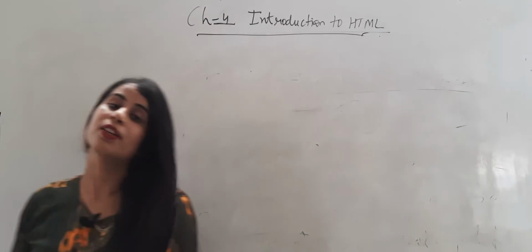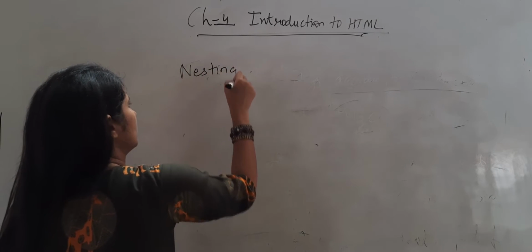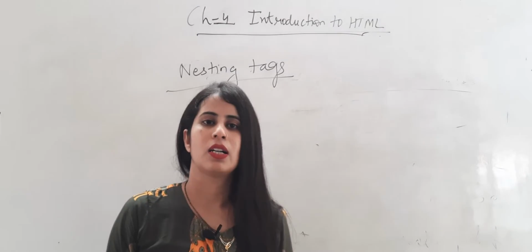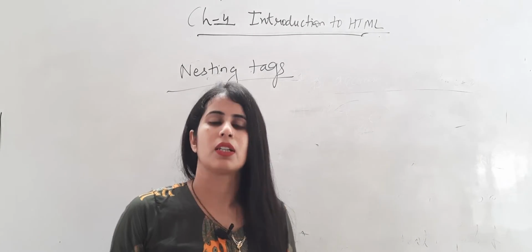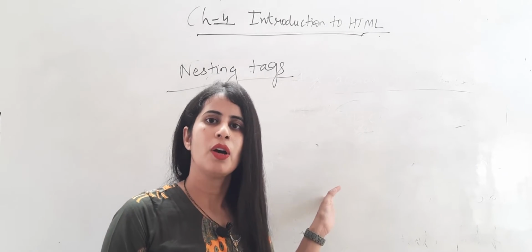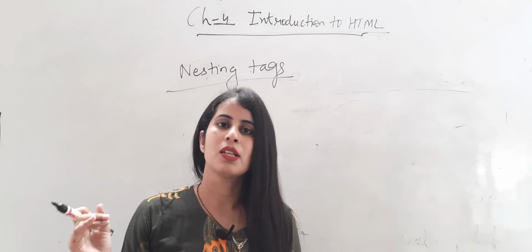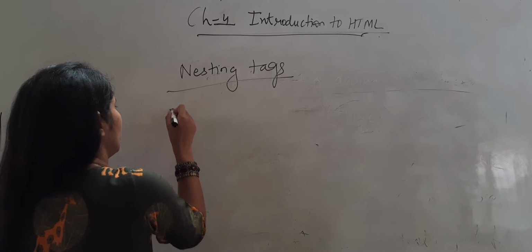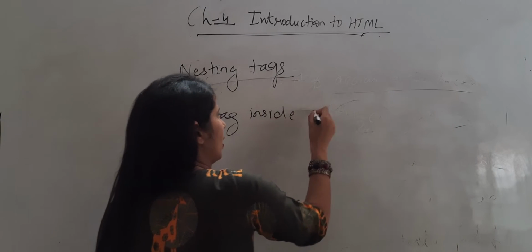Now the next topic is nesting text. What is a nest? Everyone knows a nest is a bird's home. What happens there? Different layers come one after the other. The same work happens here. How? If I want to keep one tag inside another tag, it is known as nesting. One tag inside another tag.